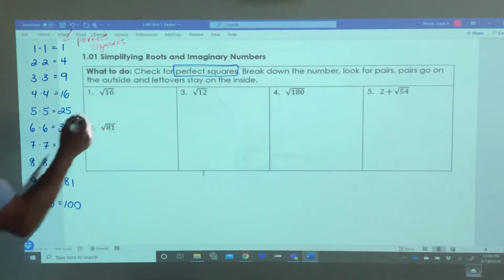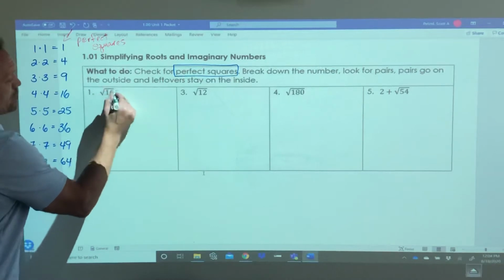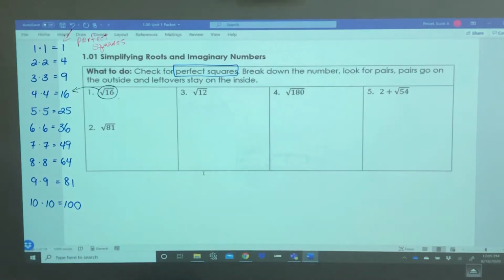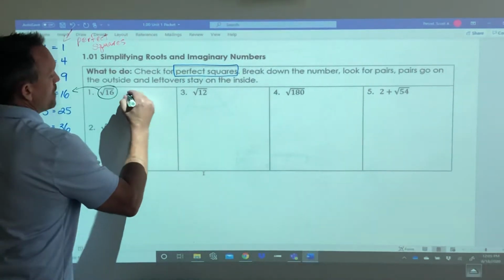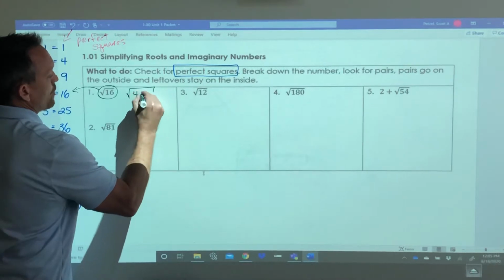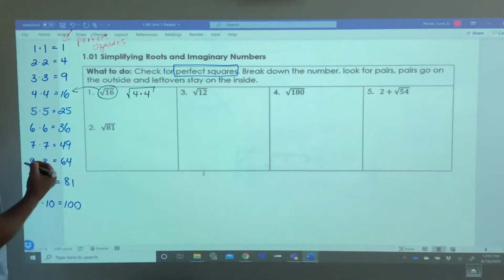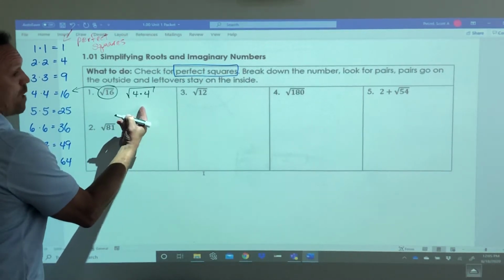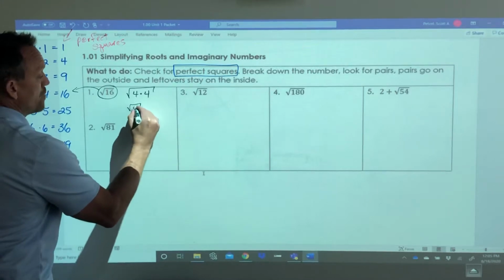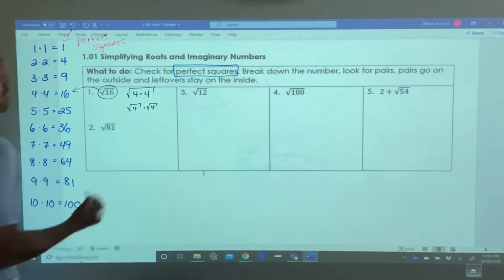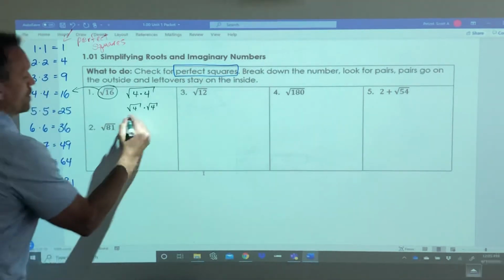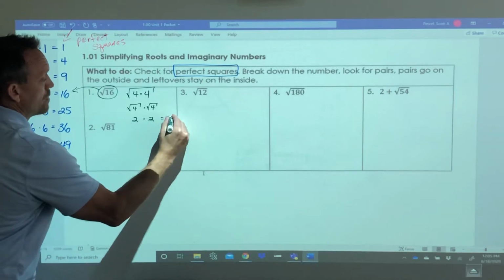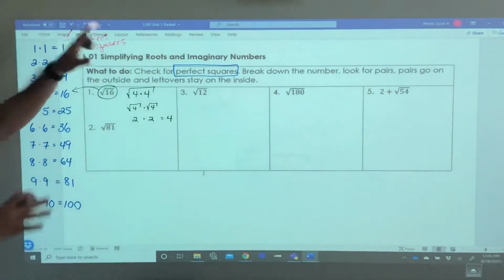So for right now, if we look, the square root of 16 is a perfect square. The reason it's a perfect square is because the square root of 16 can be written as 4 times 4. Which you can separate if you want. I'm going to go deeper. This could be the square root of 4 times the square root of 4. Well, the square root of 4 is 2 times 2, which equals 4. That's the whole totality of it.